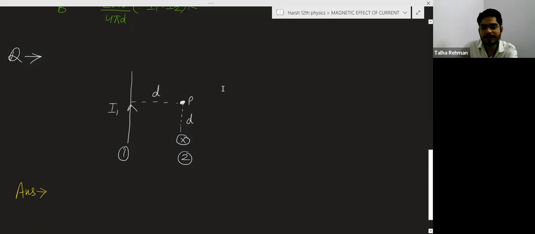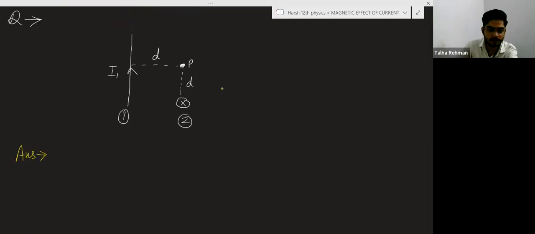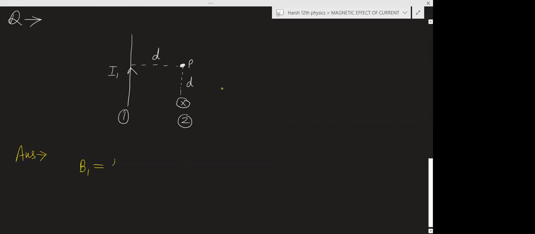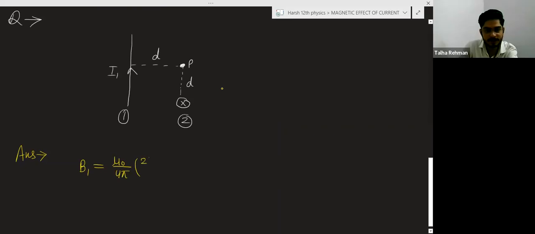Both the wires are long wires, as we have already discussed. You will write the first formula for B1: mu naught divided by 4 pi, into 2I1 by d. Due to this wire, at this point the magnetic field B1 will be this, and to find the direction, just apply the right hand thumb rule. You will get the direction into your screen, which means minus k cap.